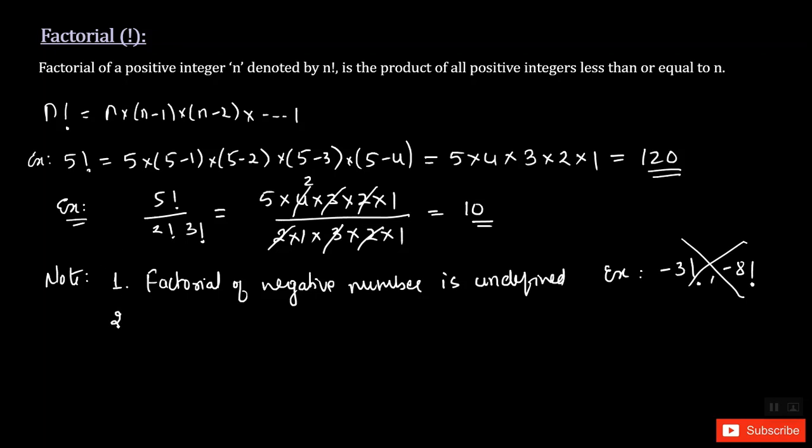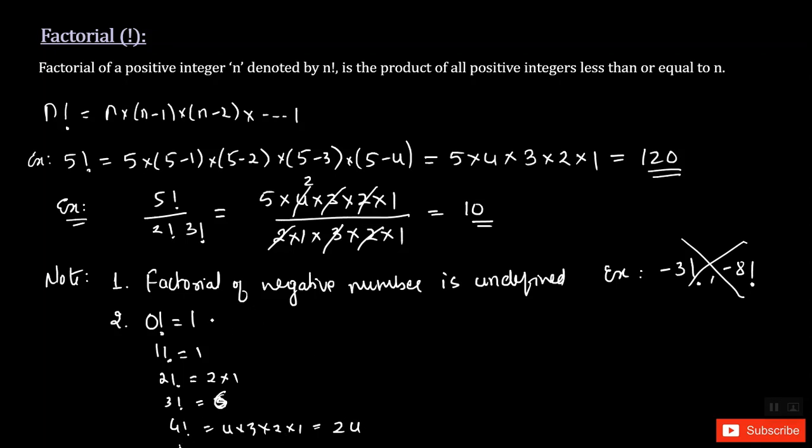Another note to remember is that the value of 0 factorial is 1. The value of 1 factorial is 1. 2 factorial is 2, because 2 times 1. 3 factorial is 6, 3 times 2 times 1. 4 factorial is 4 times 3 times 2 times 1, like that. So 4 times 3 is 12, 12 times 2 is 24, and so on.